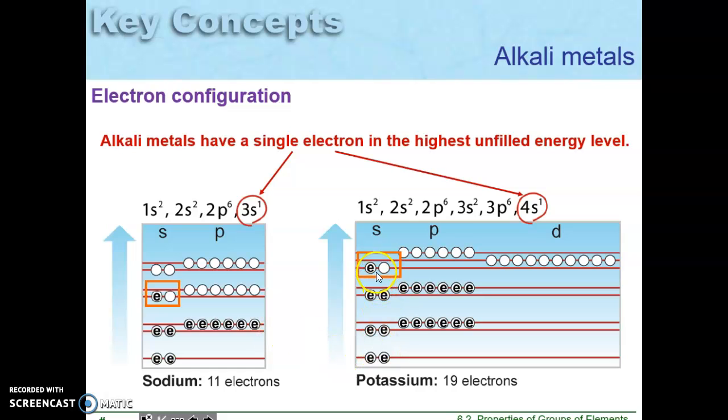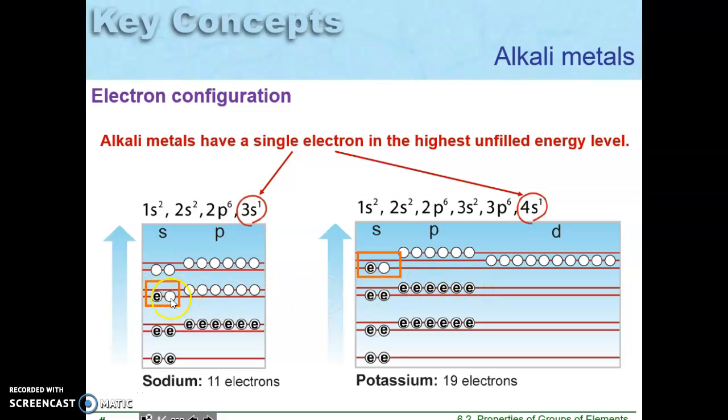And potassium, if it could get rid of that 1 valence electron in its fourth shell, it would have 8 valence electrons in its third shell, which would then be the outer shell, and it would be super happy.